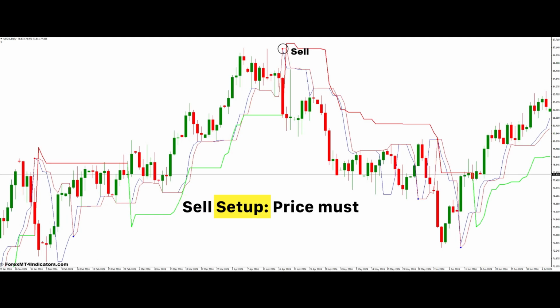Sell setup. Price must be below the trend filter line, confirming a downtrend. Wait for the Kolier SuperTrend to flip bearish. Once the bearish signal appears, enter a sell. Stop loss goes above the recent swing high or the SuperTrend line. Target the next support level, or hold the trade until the SuperTrend signal reverses.